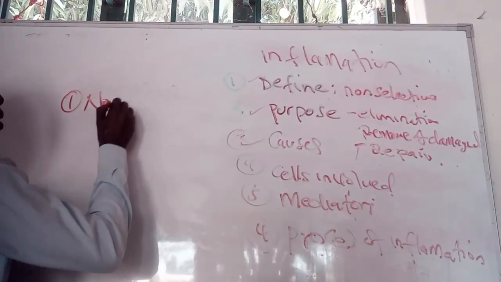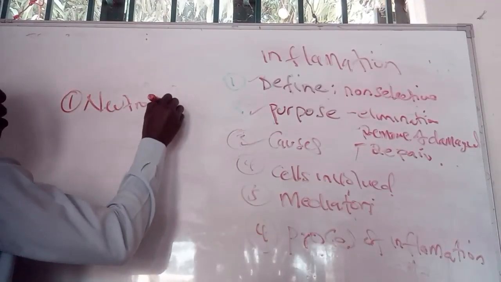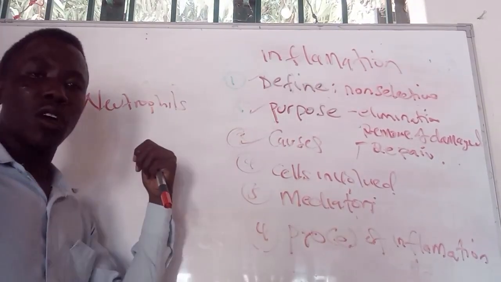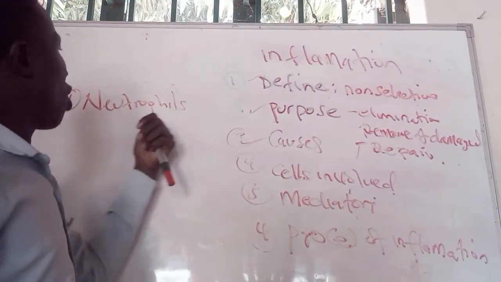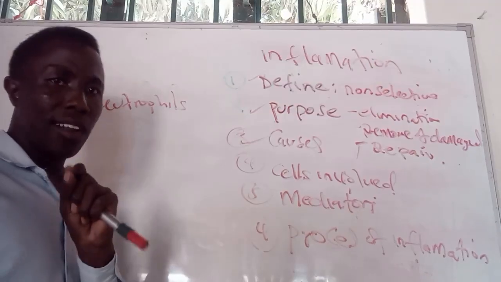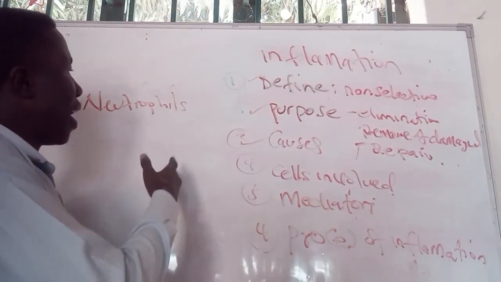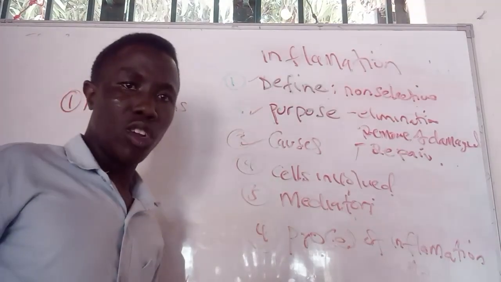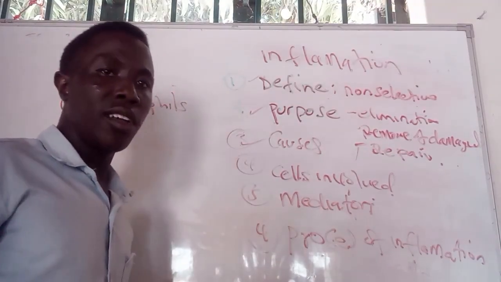One is the neutrophils. Neutrophils are part of the white blood cells that are predominantly present in acute infection. So neutrophils are one of those cells that take part in this, and their major function is to phagocytize the microorganism which is causing this inflammatory condition.